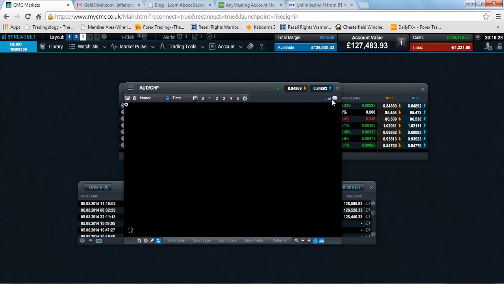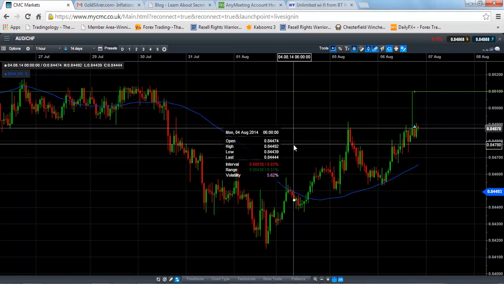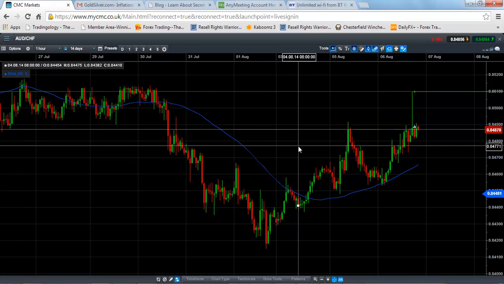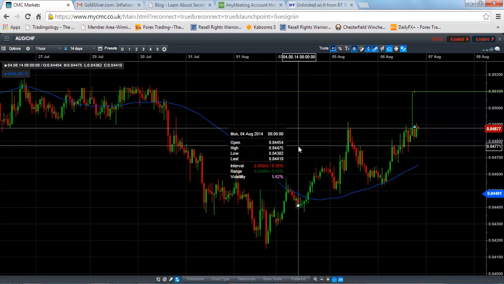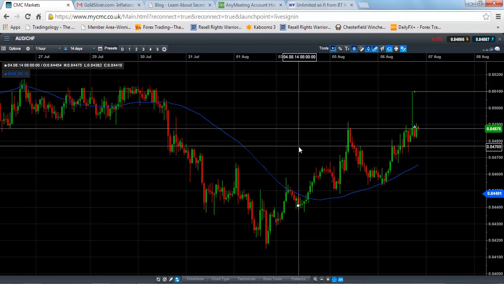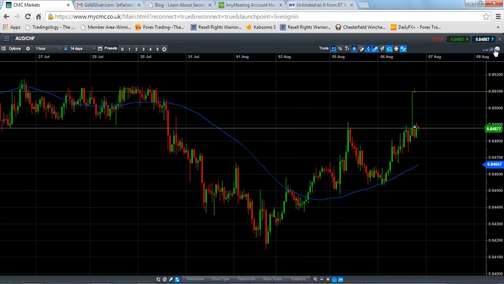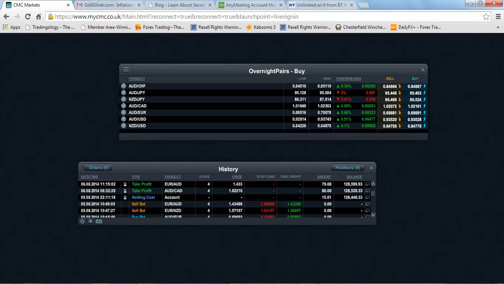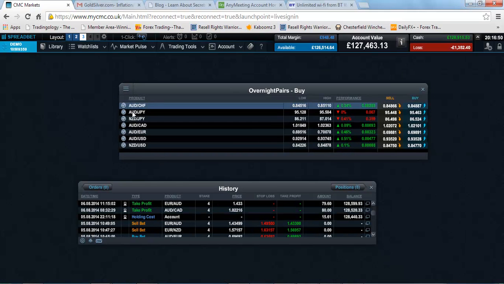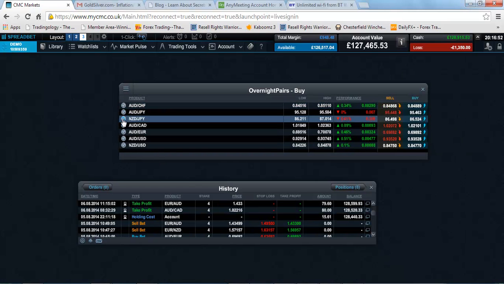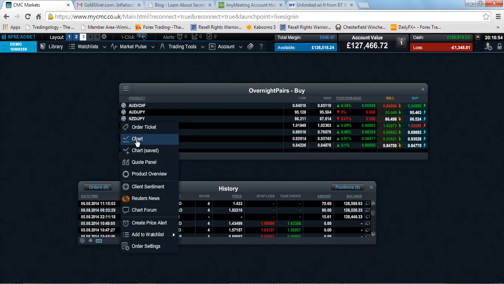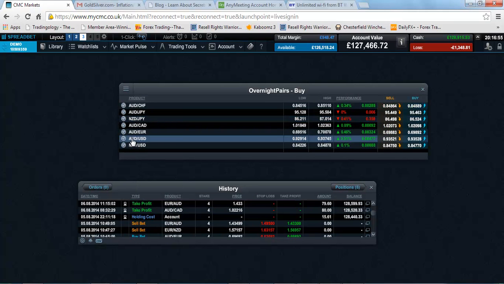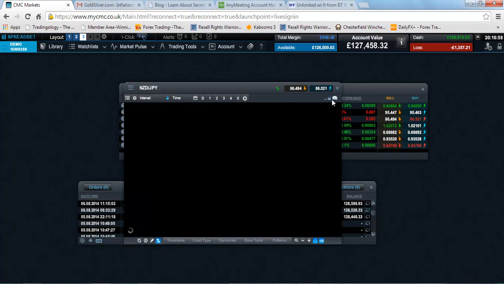Check the chart. Obviously this one I'm in already, so it would have been perfect for me to go in and buy straight up because it's doing well. All right, let's check for another one, and let's try New Zealand Japanese yen. You click on the little blue circle, you look for chart.